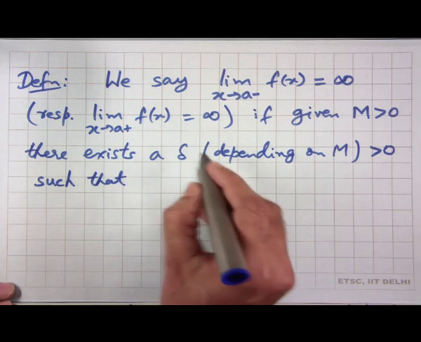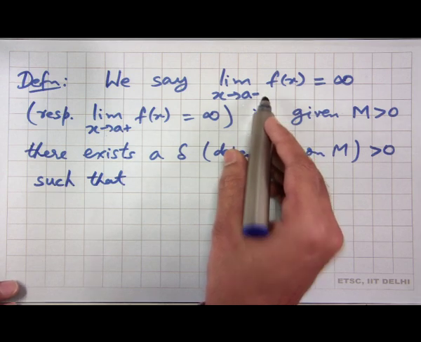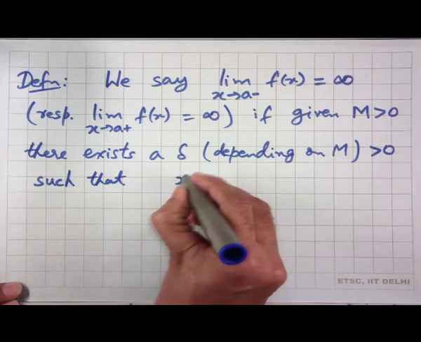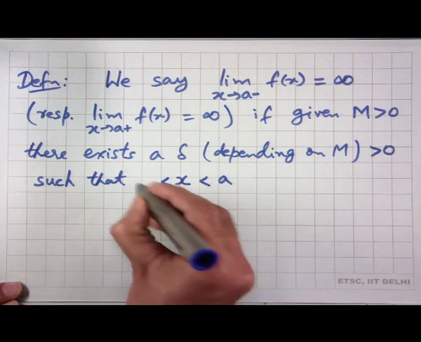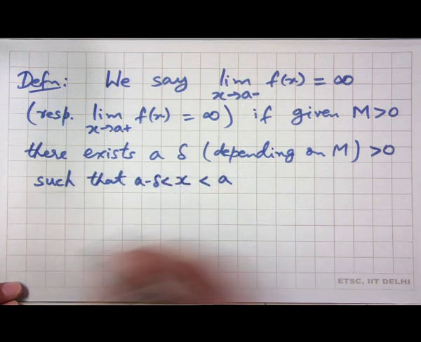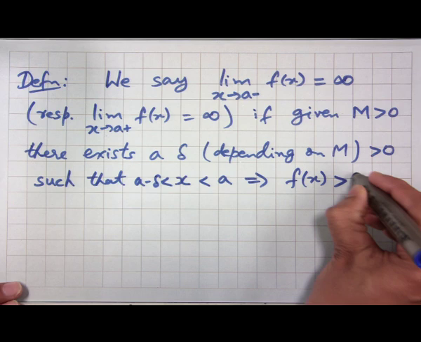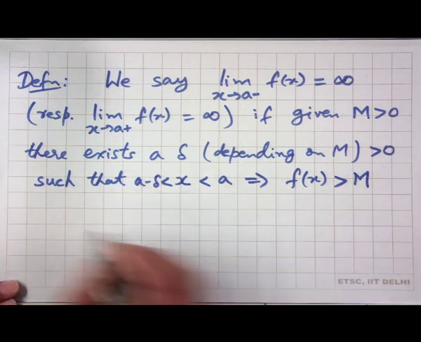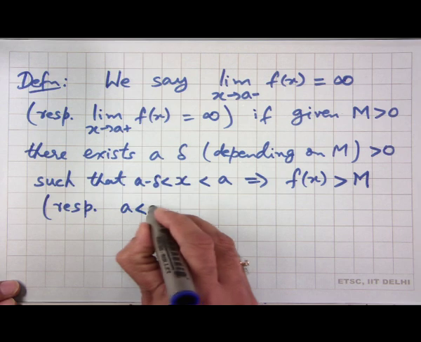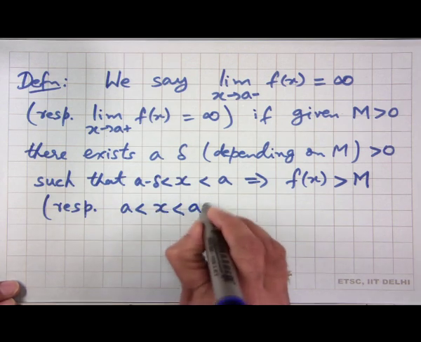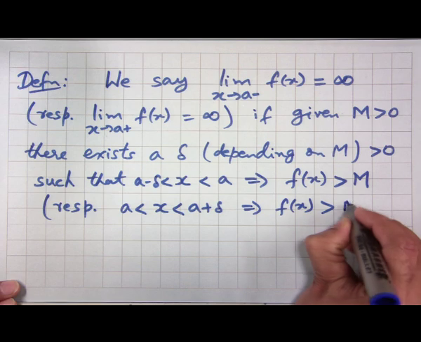such that for the left hand limit we are only looking at the interval to the left of a. So, if x is less than a and greater than a minus delta, this should imply that f of x is greater than m, and for the right hand limit respectively, if x is bigger than a and less than a plus delta, then f of x should be bigger than m.